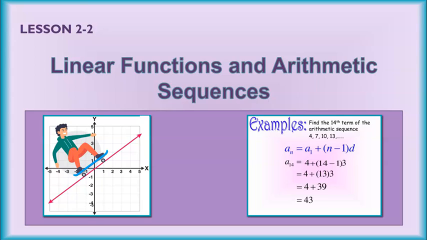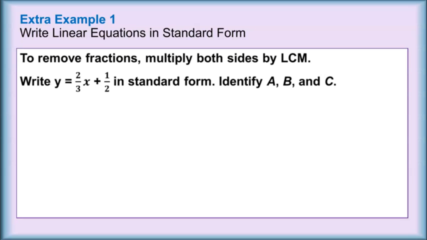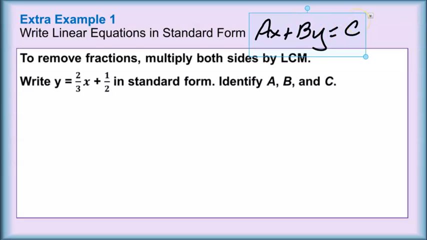This video is going to be a quick review of linear functions and arithmetic sequences. So first with linear equations, one way you can write linear equations is by putting it into standard form. Standard form for a linear equation would be ax plus by equals c. Now with standard form, a, b, and c must be integers, and a has to be a positive integer.